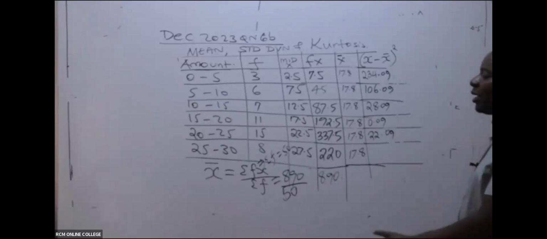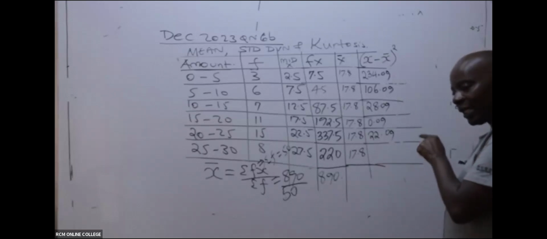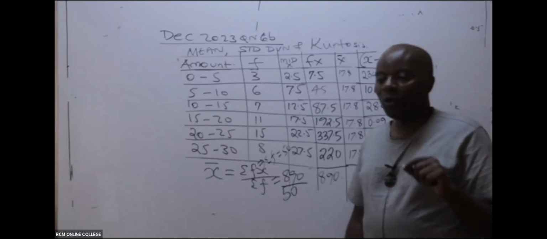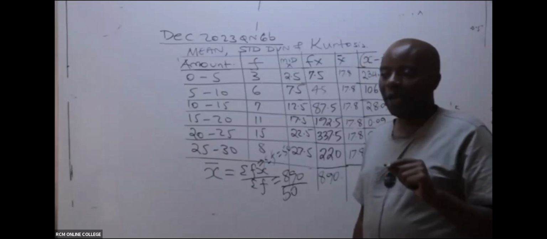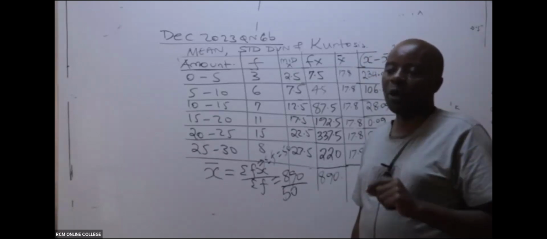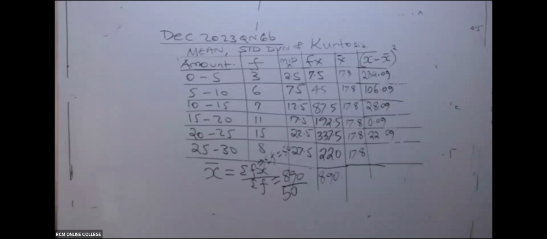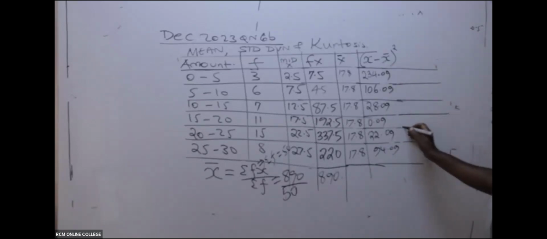We go to the very last one, 27.5 minus 17.8. Please practice. Use this class to practice yourself. Whatever we get, we shall always square. 94.09. After that, ladies and gentlemen, remember the formula of getting the standard deviation.